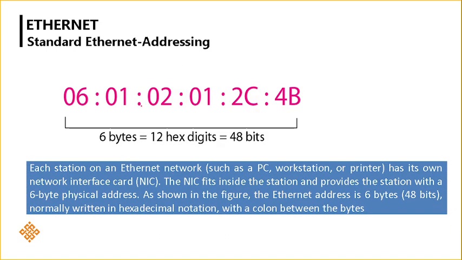I have already discussed this many times in previous videos regarding the MAC address, which is 48 bits and consists of 6 blocks. Each block is 2 hexadecimal digits. Normally we call it 1 byte, or we can say there are 6 bytes of data, which is nothing but 48 bits.